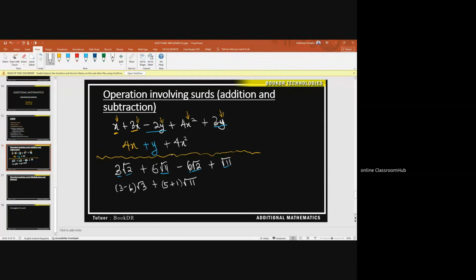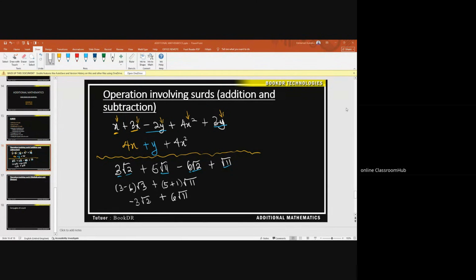Remember, as in algebra, if I have x, the number attached to it is 1. So if I have root 11, the number attached to the root 11 is also 1. That is why we have 5 plus 1 here. So here will be negative 3 root 2. And this side will be 6 root 11. Okay.